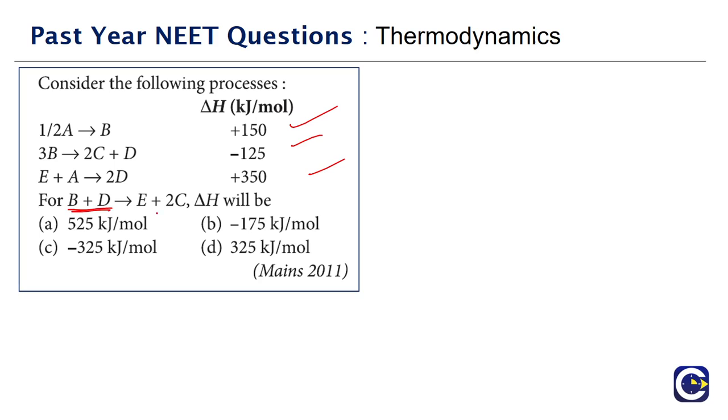For B plus D giving rise to E plus 2C, we have to calculate the delta H value. What are we supposed to do? We have to calculate delta H for that unknown reaction. What is the unknown reaction? B plus D giving rise to E plus 2C. This is going to be solved based upon the Hess law of constant heat summation.